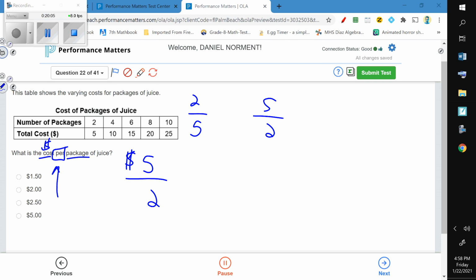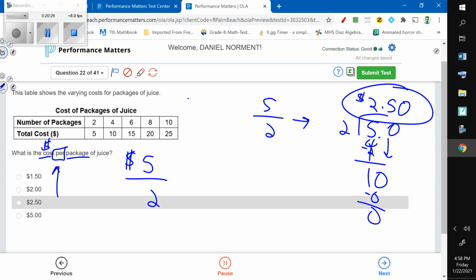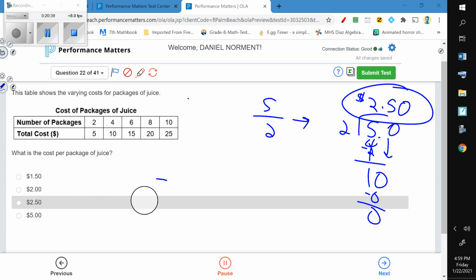And when I do that, this is the right way. You're going to take 5 here. 2 goes into 5 twice. Sorry, you multiply, you get 4. Subtract, you get 1. Decimal, decimal, 0. 2 goes into 10 5 times. And it's money. So it's not 2.5. It's 2.50. It's $2.50. And that's why this is the answer right here. $2.50 for number 22. Yeah, that's the answer.